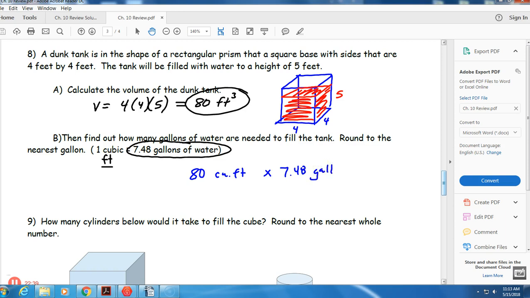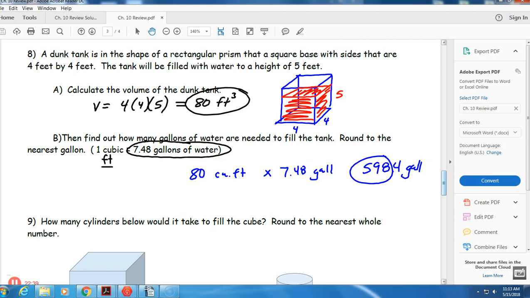So when I crank those two numbers out and I multiply, check my sheet here, it looks like you're going to have 598.4 gallons, which I guess it says round to the nearest gallon. So 598, that's a lot of water in that tank.